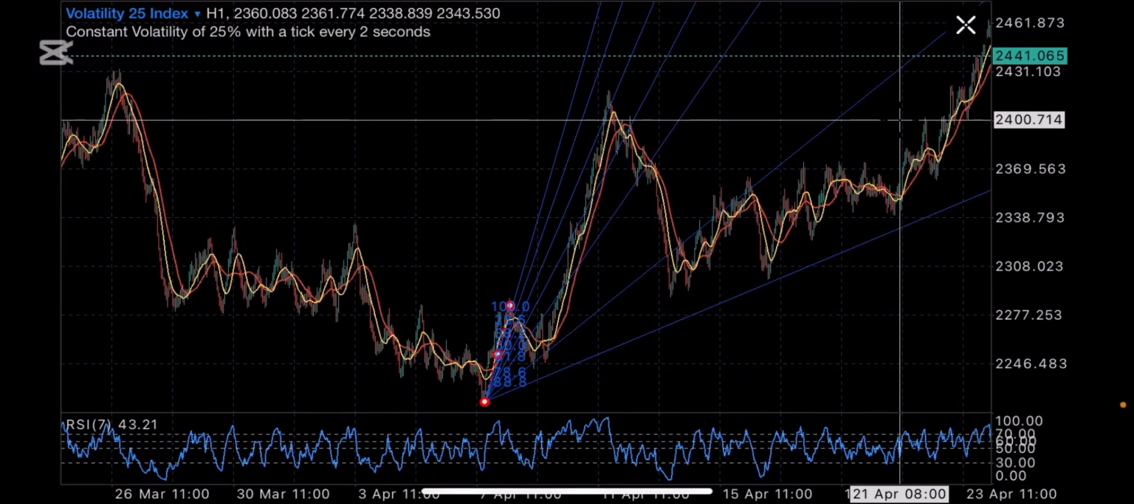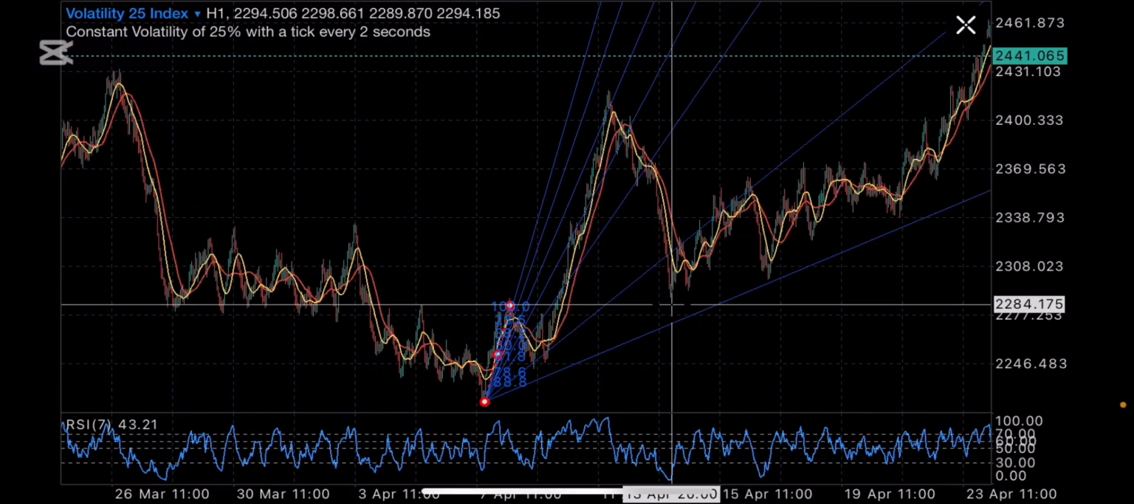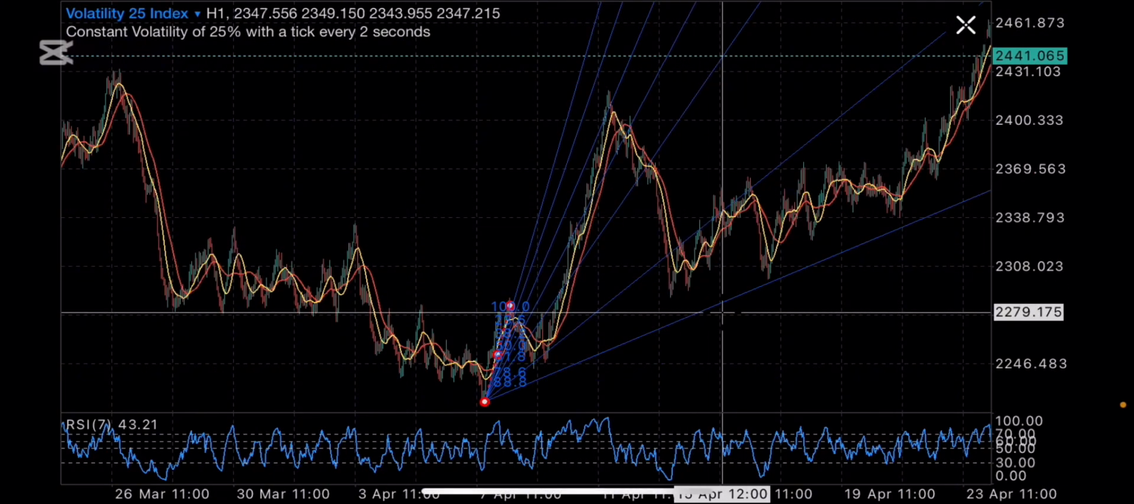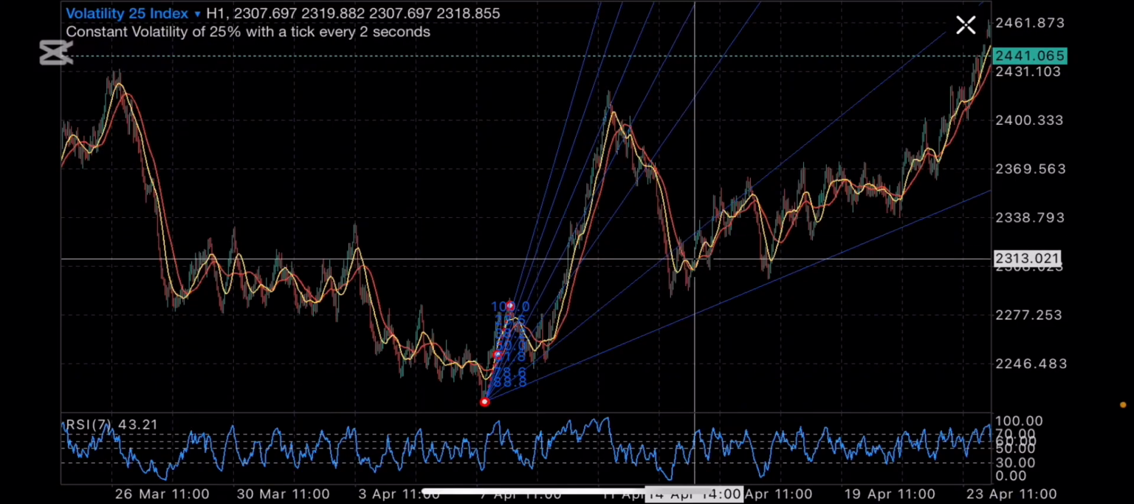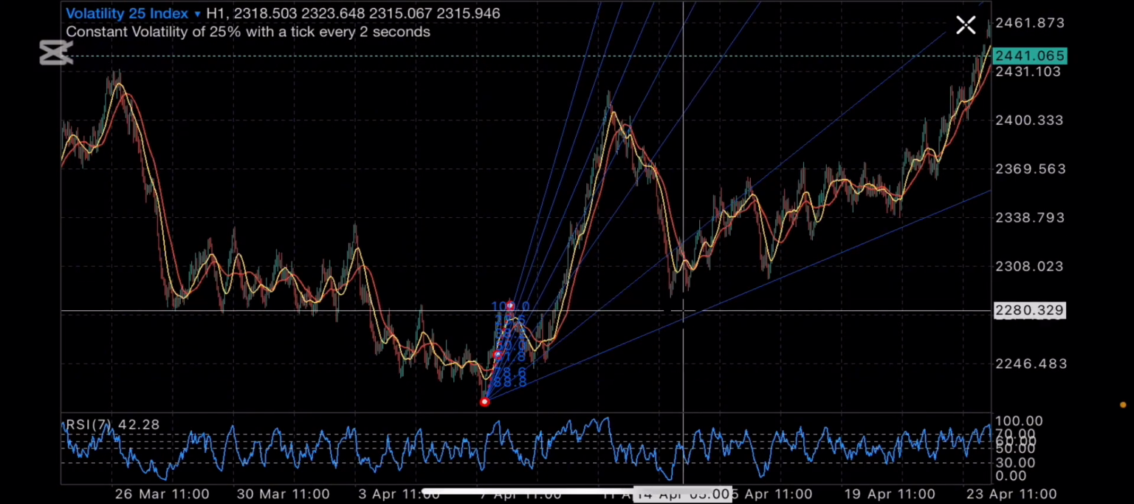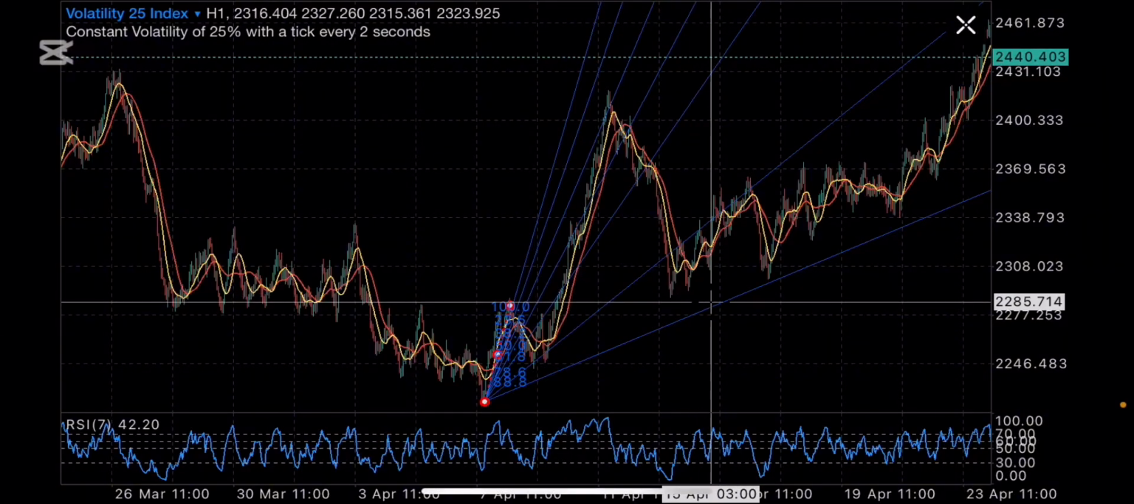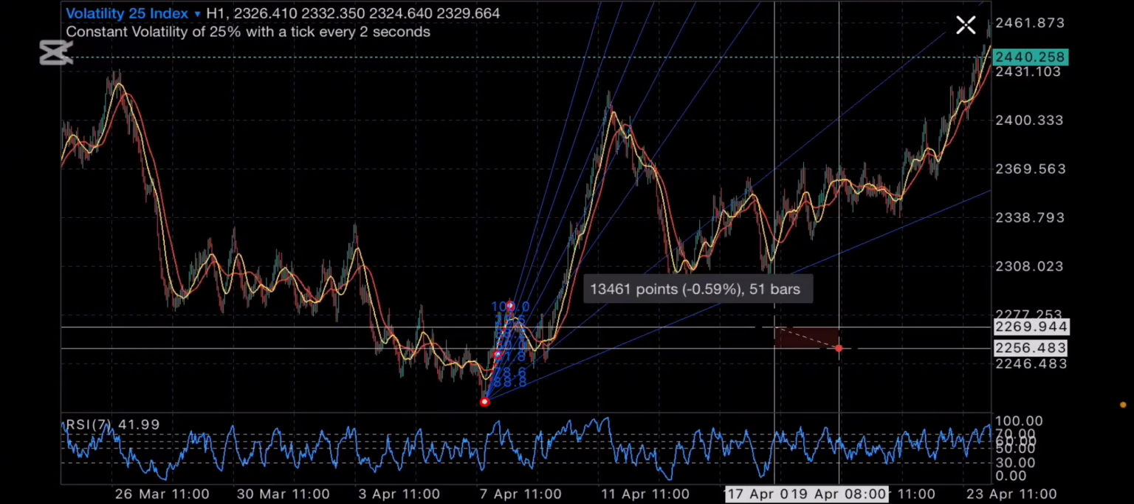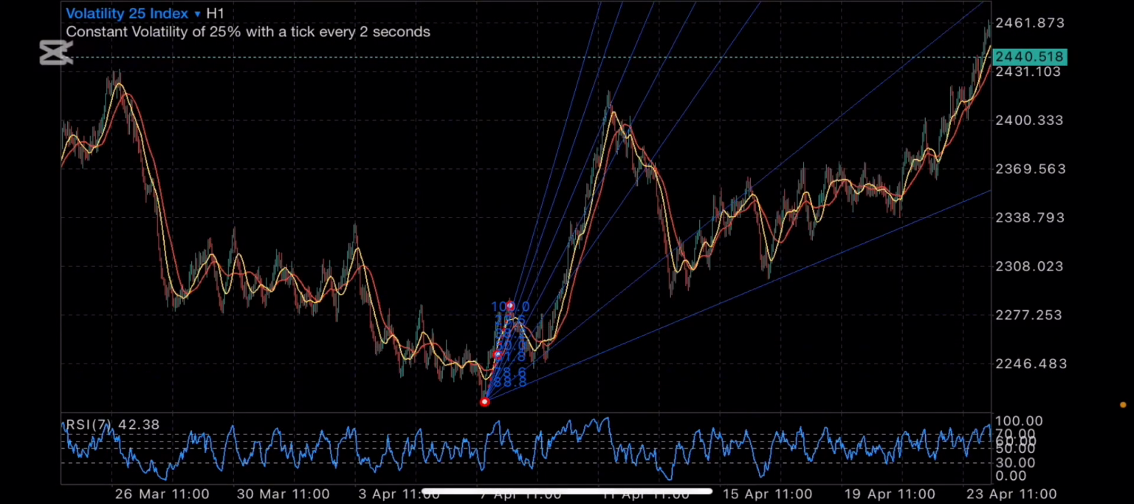Or you can just use your immediate support and resistance, just below the crossing, right? So the moment you get that, you can take your buy.